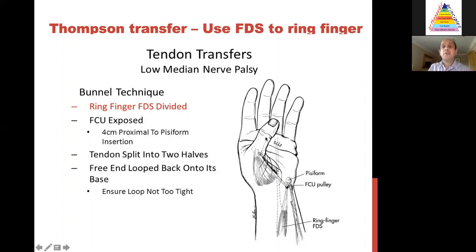And again, if I may show you, once my FDS abducts the thumb, now my patient can cleverly use his FPL, which is supplied by the anterior interosseous nerve, and then bring that finger to the thumb. This is how they do opposition for a low median nerve palsy.